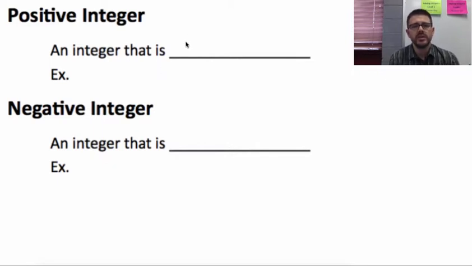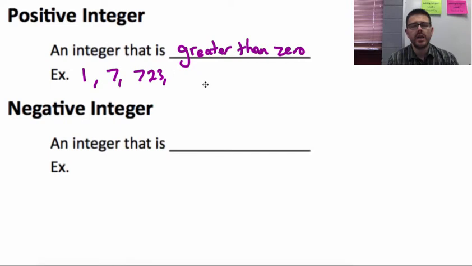A positive integer is an integer that is greater than 0. So it's larger than 0. So that could be something like 1, it could be 7, it could be 723, any number that is a positive number that is greater than 0 or to the right of 0 on the number line. A negative integer is going to be the opposite.